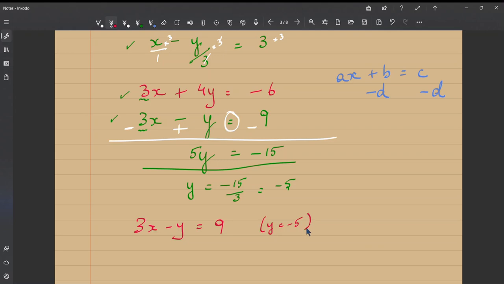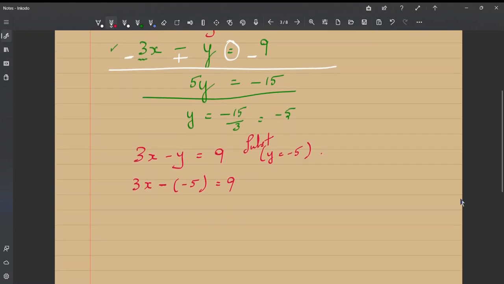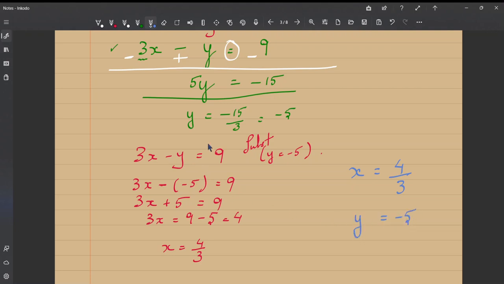Here we substitute y is equal to minus 5. What do you get? 3x minus of minus 5 is equal to 9, which is 3x plus 5 is equal to 9, or 3x is equal to 9 minus 5, which is 4, or x gives you 4 by 3. So your x value has been arrived at as 4 by 3, and your y value is minus 5. That is, if you plot the graphs for these two equations, the lines representing the equations would intersect at this coordinate 4 by 3 comma minus 5.